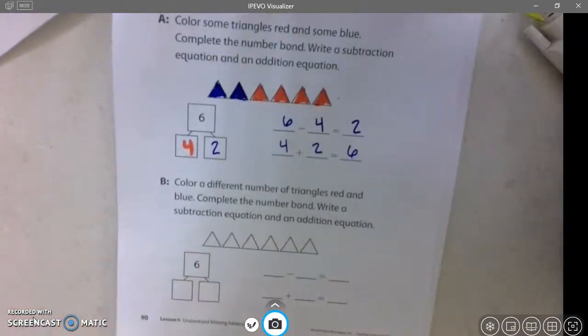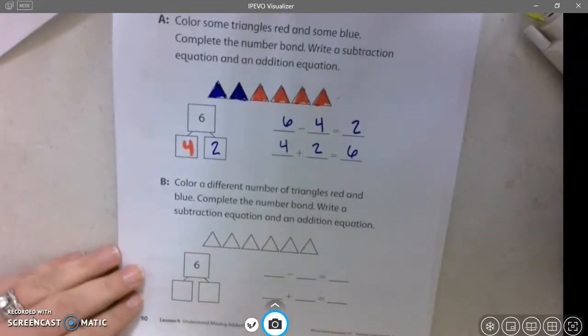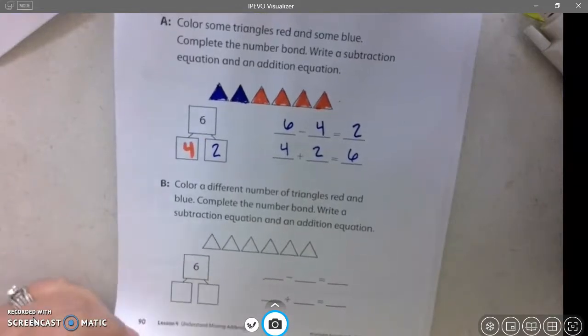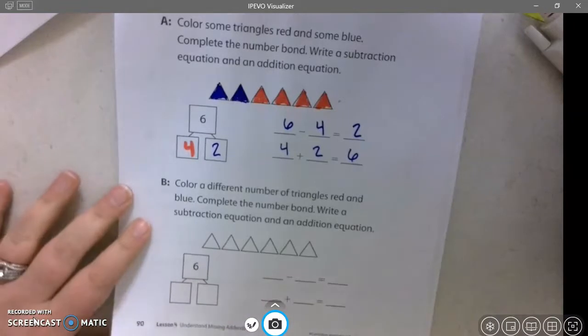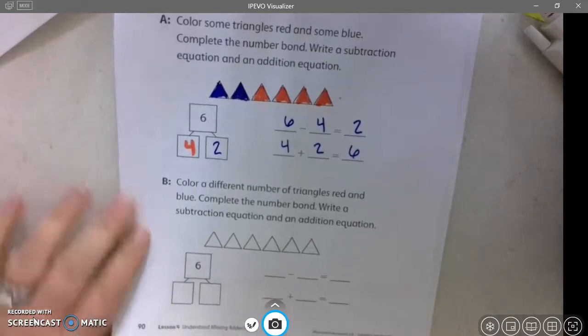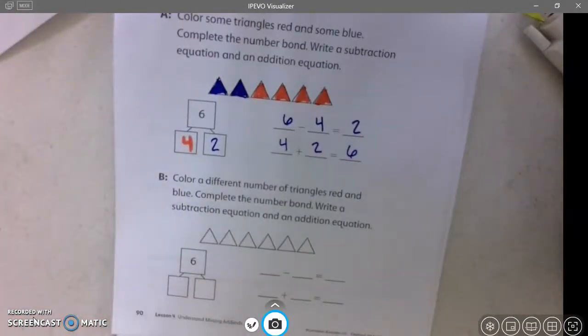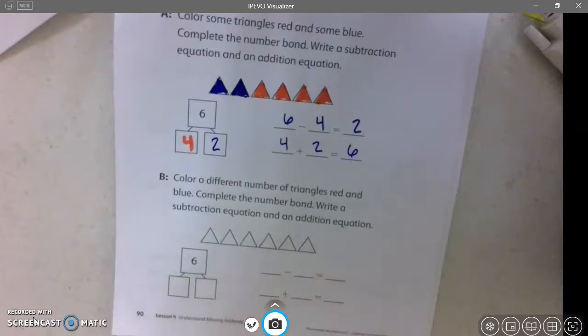All right, I want you to go ahead, try this last one. Try B. Same thing. Color some red, some blue. Complete the number bonds. Complete the equation. And then you're done. This is just the last problem that you're doing today.